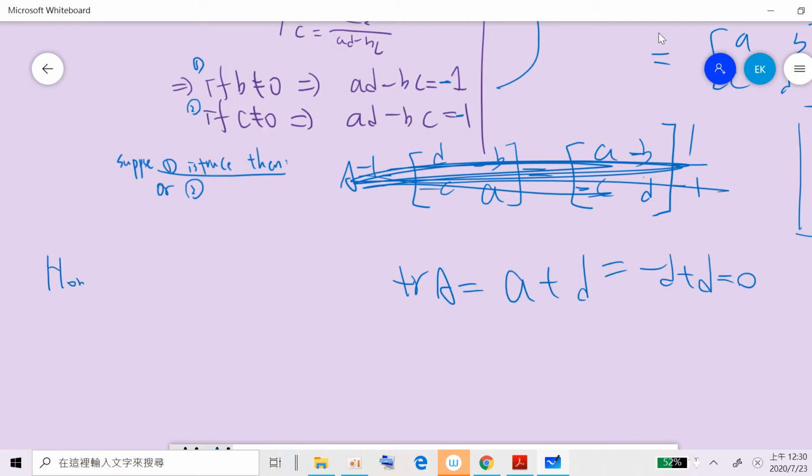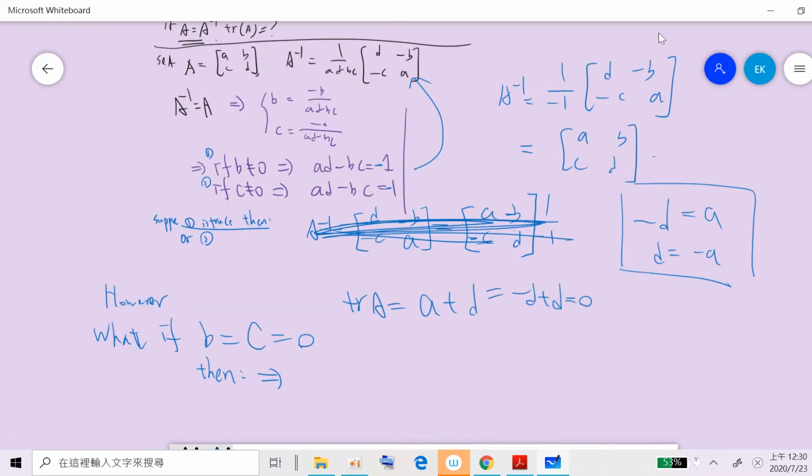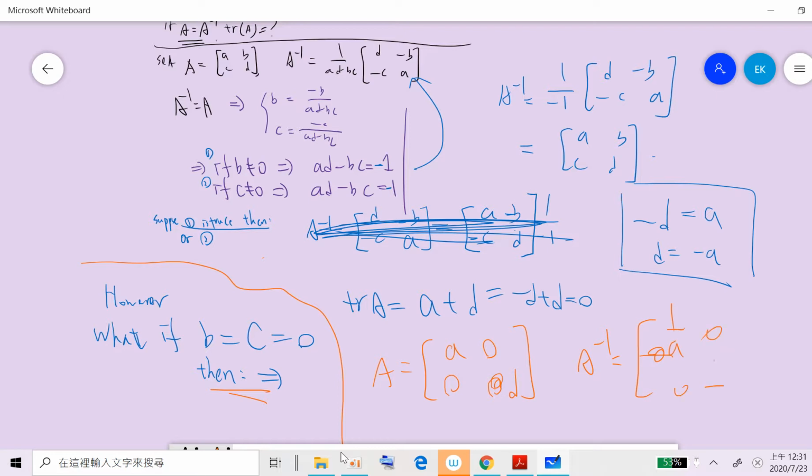However, what if B equals C equals 0? Then A equals A 0 0 D, and A inverse is 1 over A, 0, 0, 1 over D.